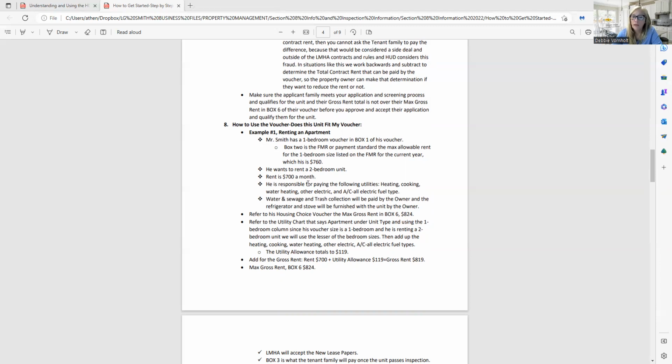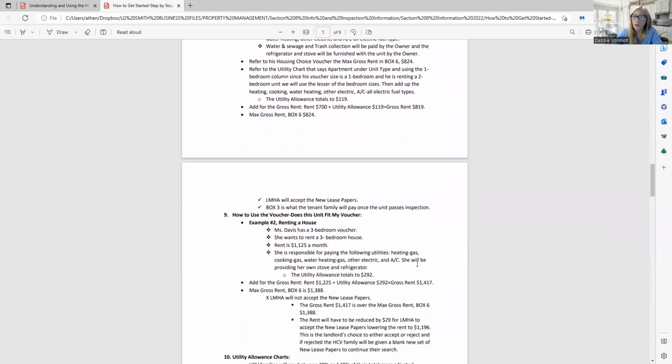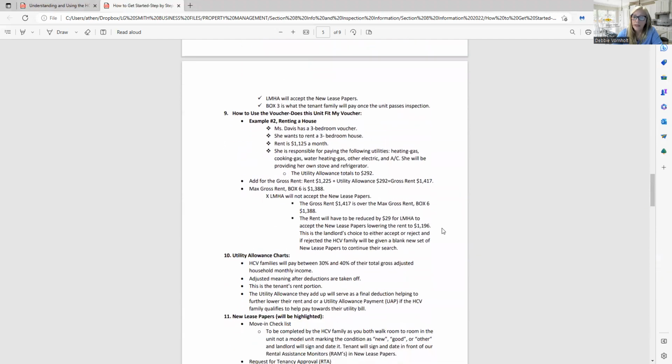And remember what we said, the rent is $700 a month. Okay, so in this case, this person's going to qualify to rent. And if you go down here, the rent's $700, the utility allowance is $119. So the voucher will cover the rent, and you will be allowed to rent to this person. So there are a couple other examples down here, or actually one more example down here.